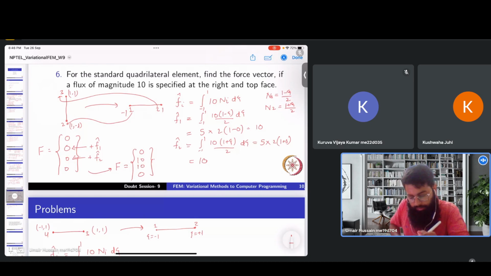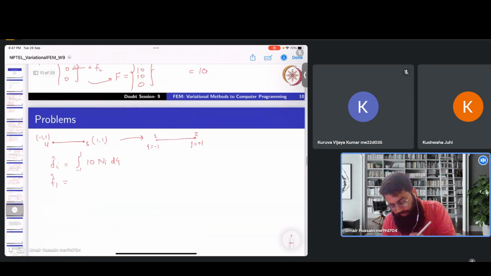Sorry, I made a mistake here. Okay, no, that's fine. It's right. This is 5, and this next 2 is the weight function. So we'll get 10 again here, and F2 cap would also be 10.